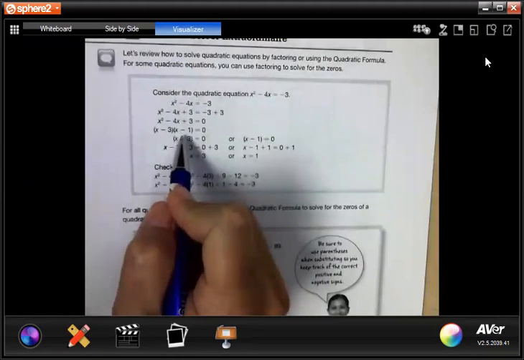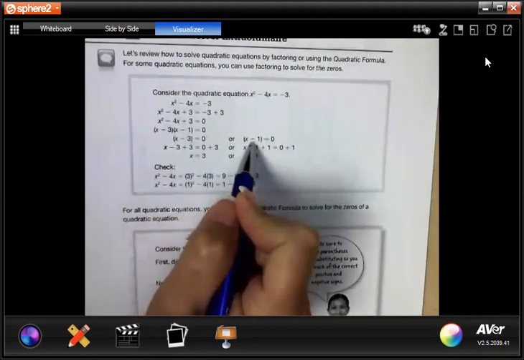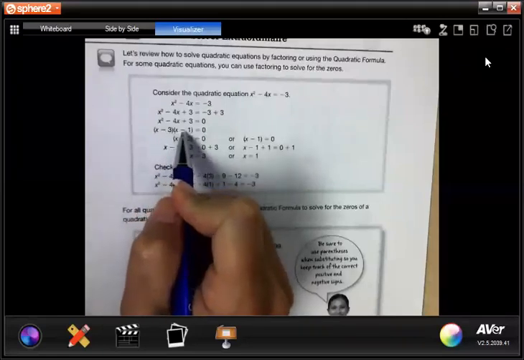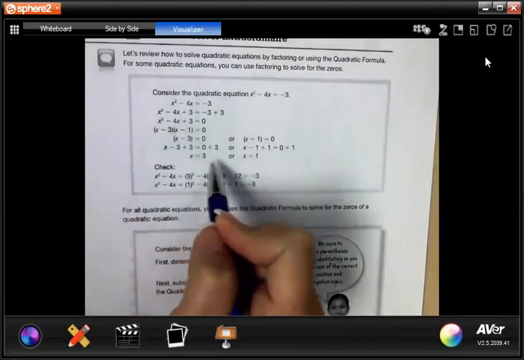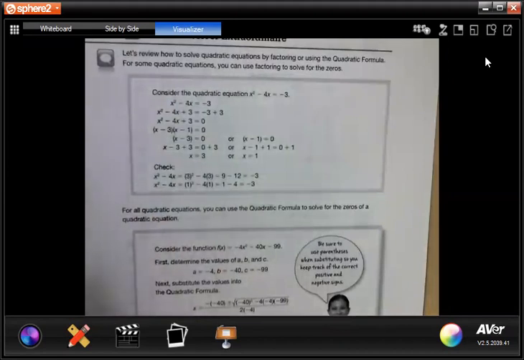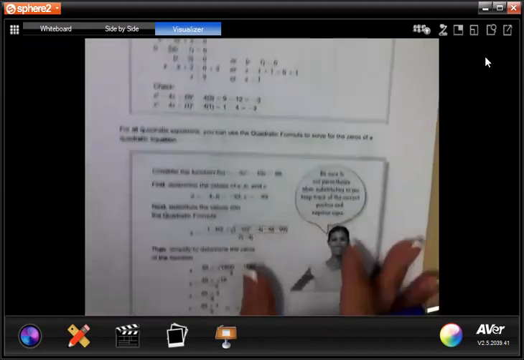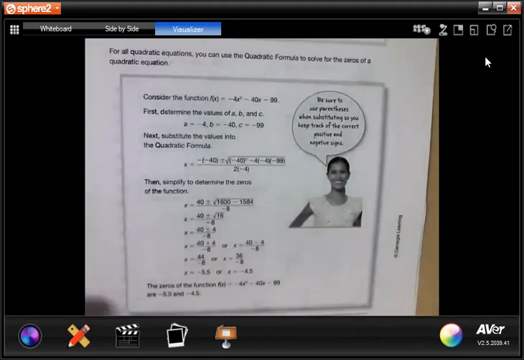We then factor the trinomial and set each one of the factors equal to 0, because that's x minus your first root, x minus your second root. We get 3 and 1. That is one way of solving for a quadratic. Another way of solving for a quadratic is the quadratic formula.